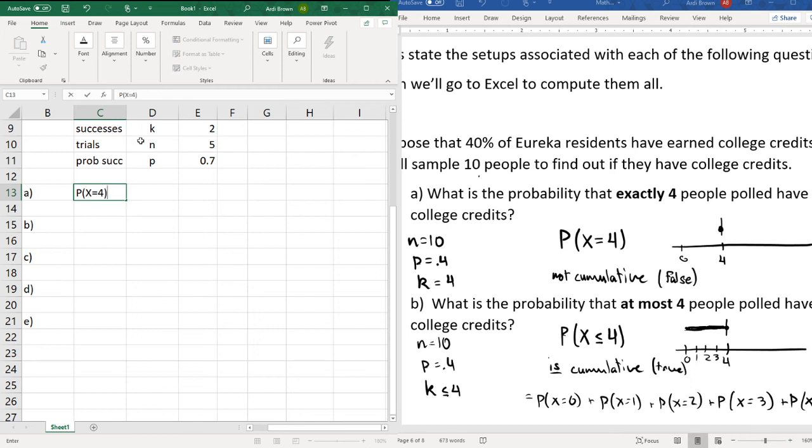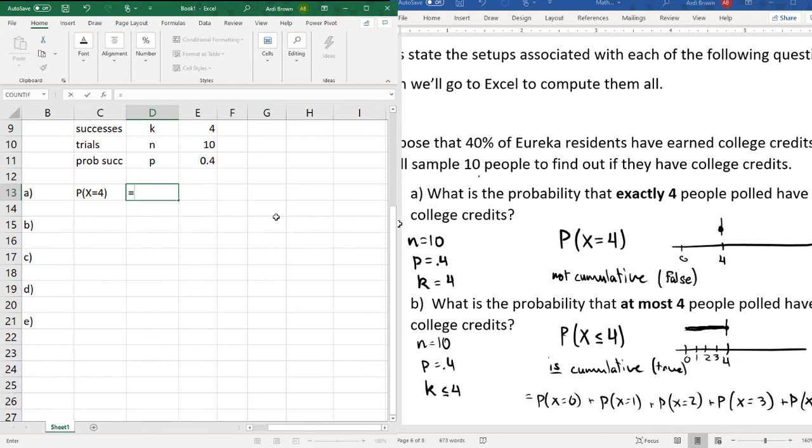And my successes here, referencing my information over here, I can see that my number of trials in this case is now 10. I'm going to change that. My probability of success for each trial is a 40% chance that each person has earned college credits. And the number of interest is exactly the 4 right here. I want to know the probability that I see 4 successes in my trials. We've determined that this is not cumulative because I'm looking at exactly that probability of 4. So here's where I'm going to enter these values to compute this binomial distribution.